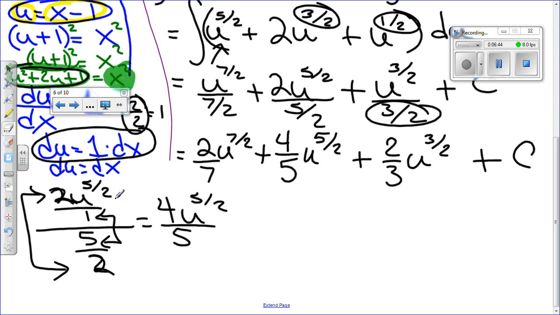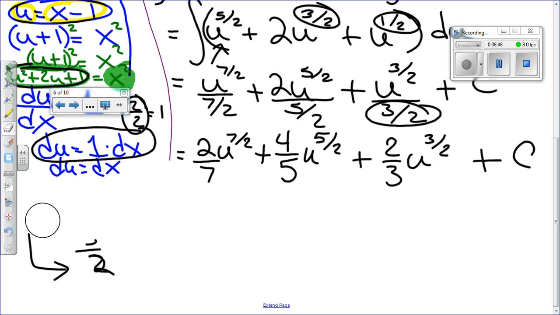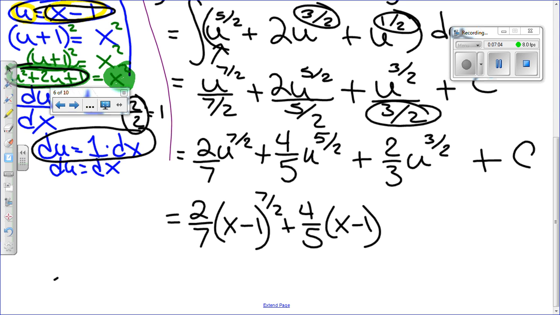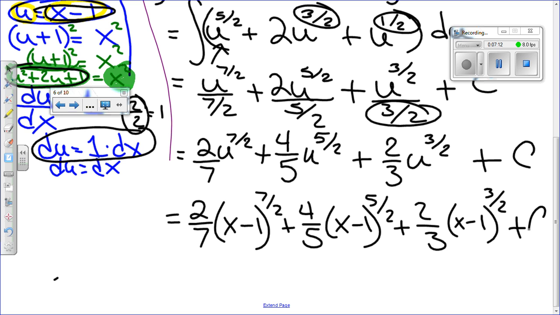Now we're almost done here, except that we have to do the back substitution to what we set u to equal to, and it's right here. So it is x minus 1. So the final answer will be 2/7 times x minus 1 to the power 7/2 plus 4/5 x minus 1 to the power 5/2. And then finally 2/3 times x minus 1 to the power 3/2. And let's not forget about the plus c. So the very last step, u gets replaced with x minus 1.